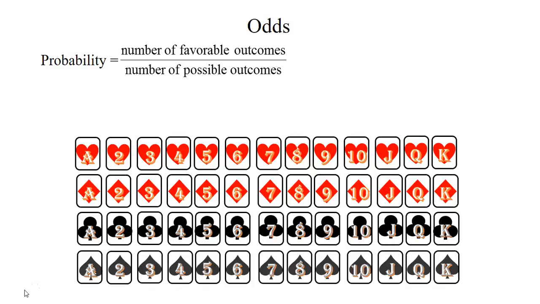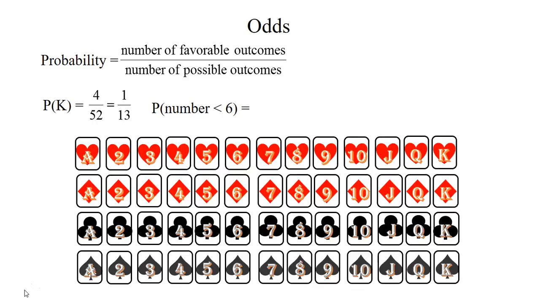Probability is the number of favorable outcomes divided by the number of possible outcomes. Let's find the probability of selecting a king from a standard deck of cards, and there will be 52 cards, not including jokers. There are 4 kings. That would be the number of favorable outcomes. And the number of possible outcomes is the 52 cards in the deck. So our probability is 4 over 52, or 1/13.